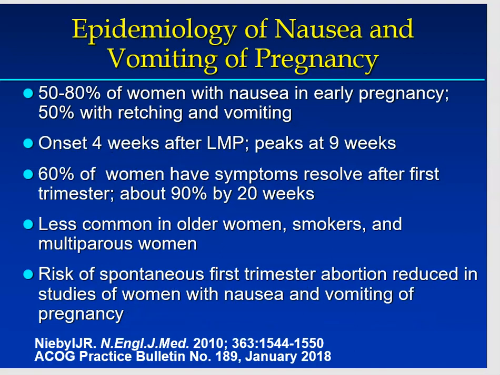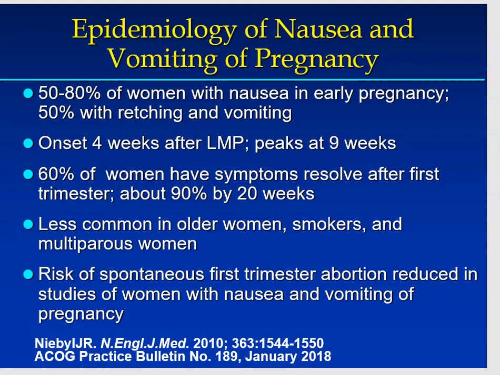If we look at the epidemiology of nausea and vomiting in pregnancy, 50 to 80% of women will have nausea in the early pregnancy, with about 50% of women with retching and vomiting. Onset is usually 4 weeks after the last menstrual period and tends to peak at 9 weeks. So a sort of important landmark here. 60% of women have symptoms that resolve after the first trimester, but in some it will persist, but almost all will have elimination of symptoms by 20 weeks of pregnancy.